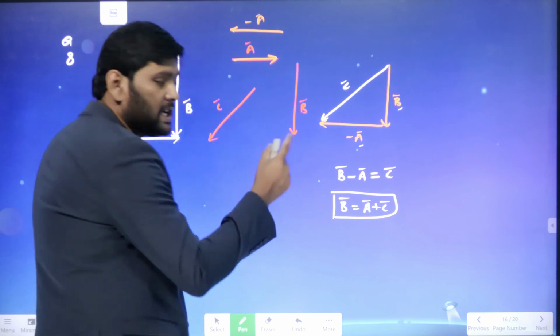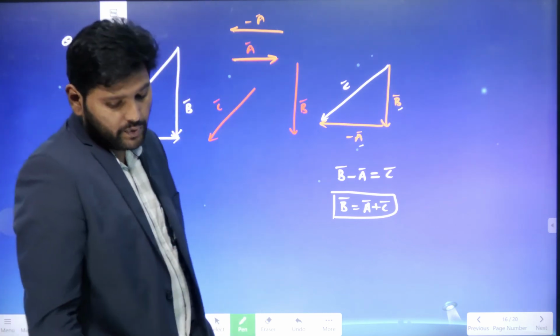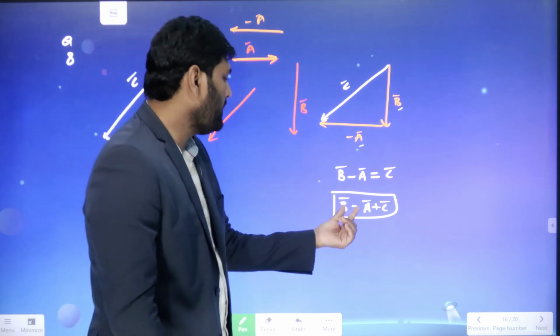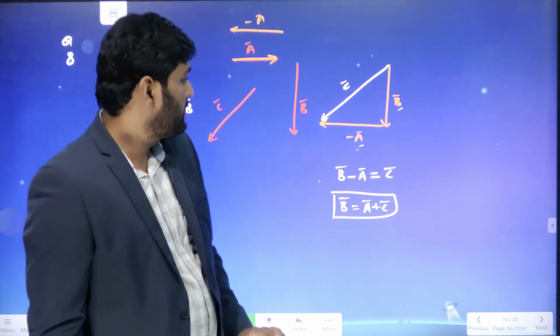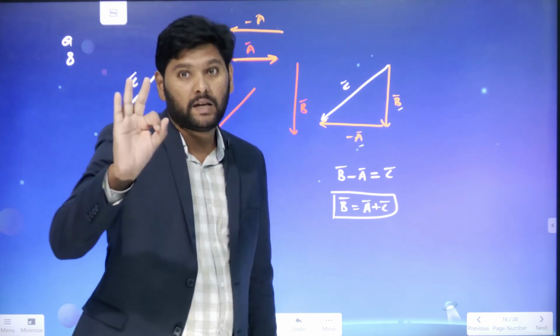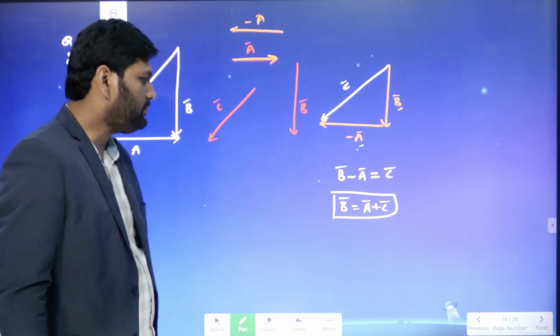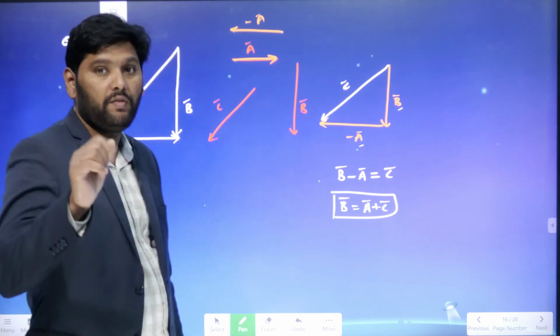So which option is showing the same thing? B bar is equal to A bar plus C bar. Which option is showing that same thing? The third option is showing the same thing. Better take the third option. Okay, so this is the way we can solve.